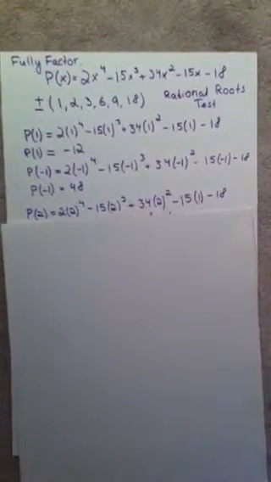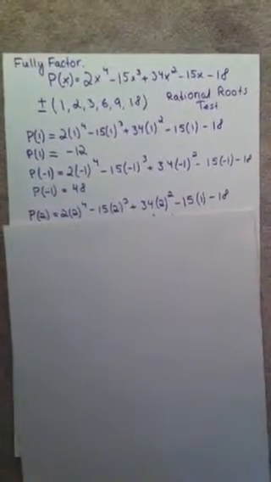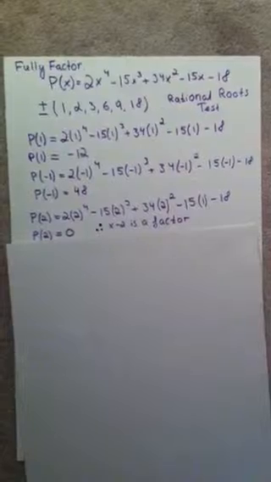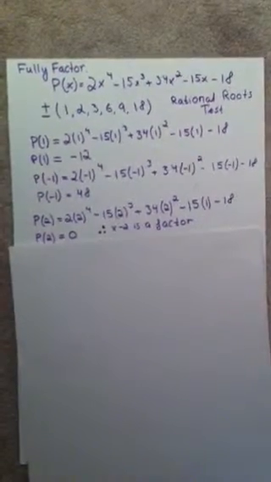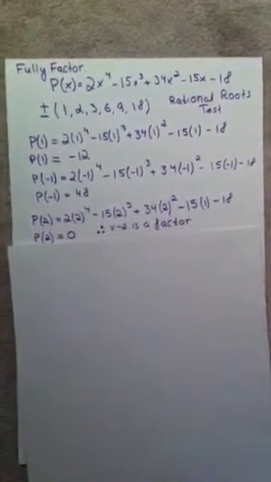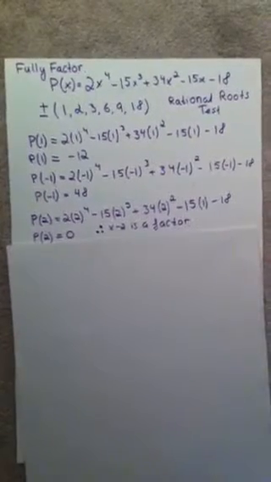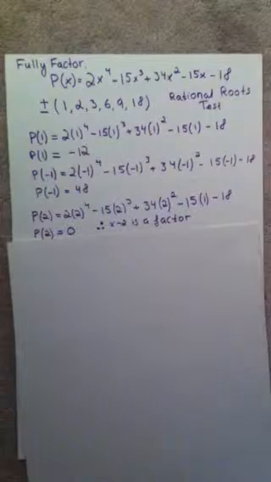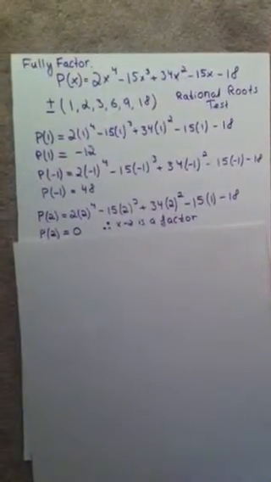When we substitute 2 into the equation, it gives us the desired result of 0. Therefore, x minus 2 is a factor. Guessing these numbers can prove to be tedious, but once we find a value of x which makes the equation equal to 0, we can continue with finding the roots.